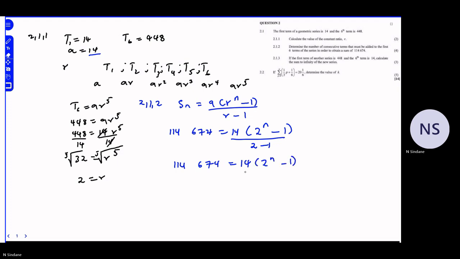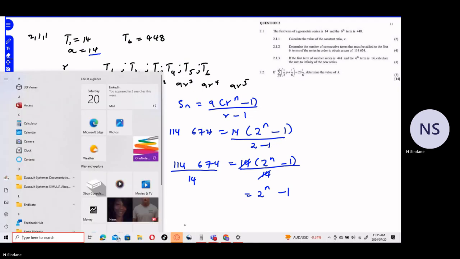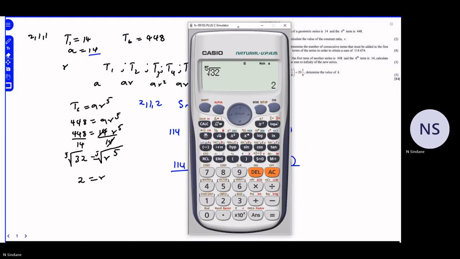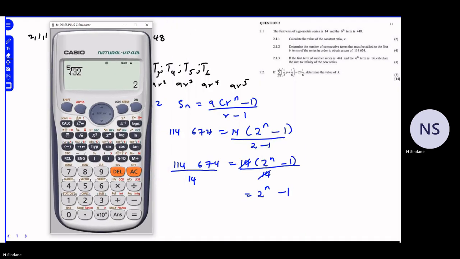Then I'm going to divide by 14 on both sides. This 14 and this 14 cancel. What do I have this side? I have 2 to the power n minus 1. Let's see that side. Okay, I'm going to say 114,674 divided by 14. What do I get?